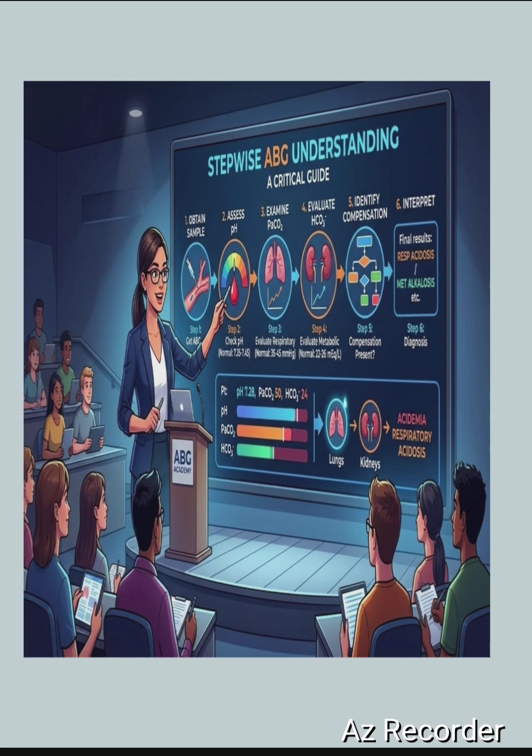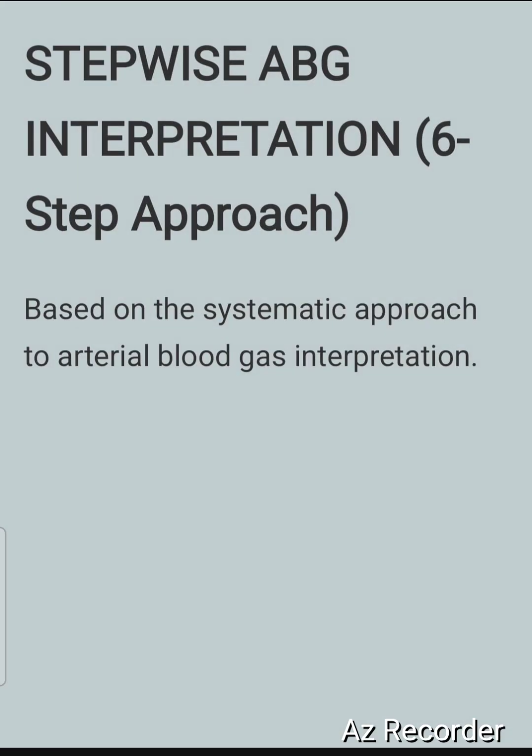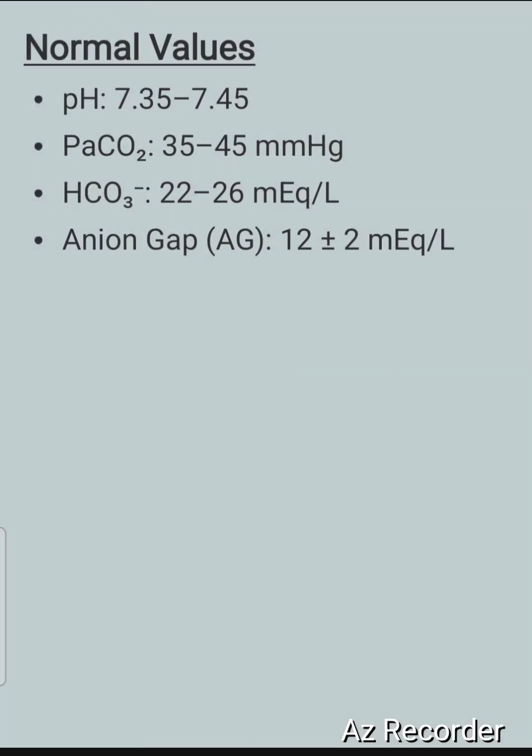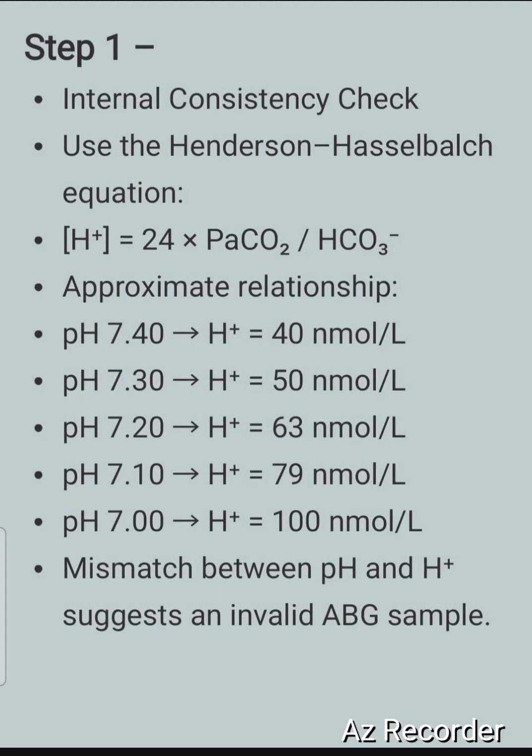And today we will learn the step-wise ABGs understanding. It is based on a systematic approach to the ABGs interpretation. So to start with the normal values, the pH ranges from 7.35 to 7.45. Partial pressure of carbon dioxide 35 to 45 millimeter of mercury, bicarbonate 22 to 26. Anion gap is 12 plus minus 2 milliequivalent per liter.